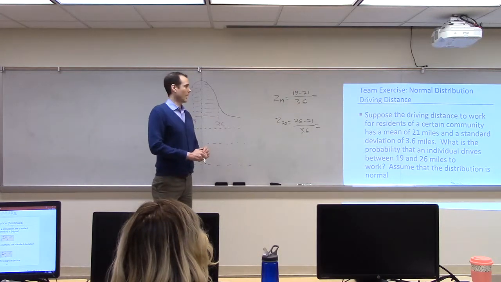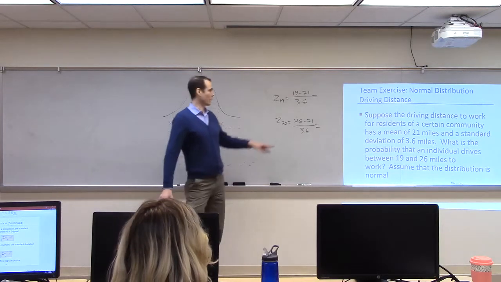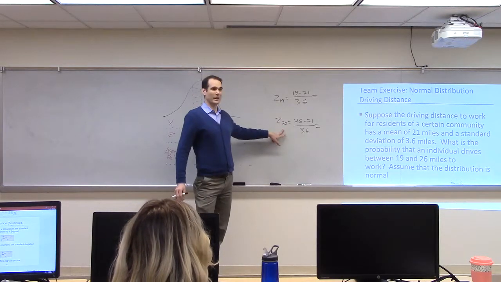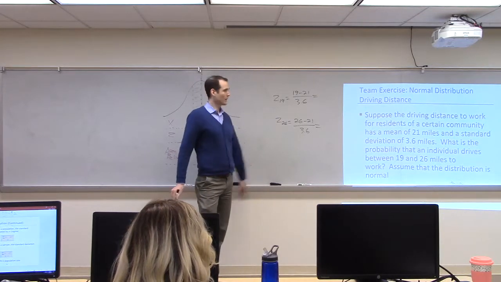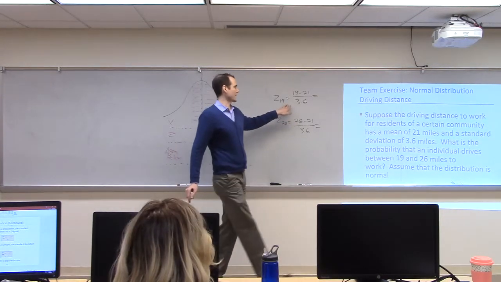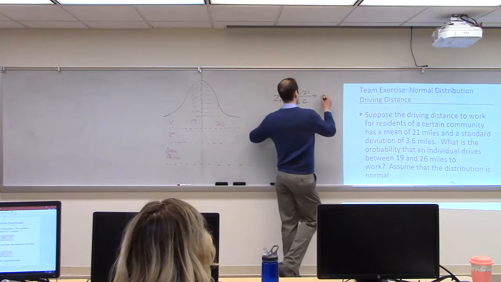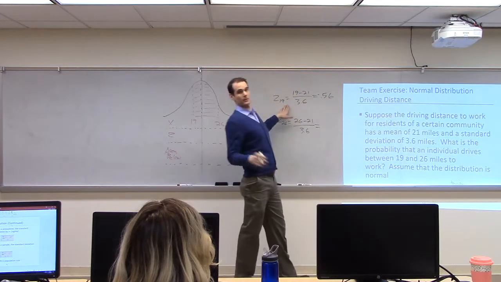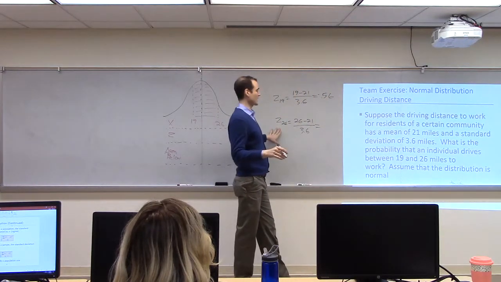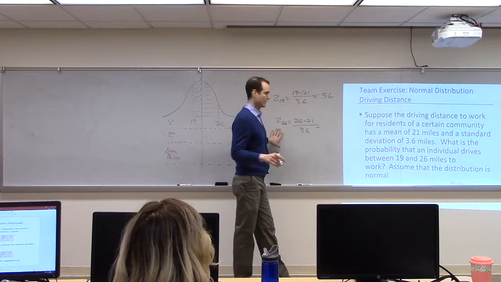Alright, so we need two z-scores. We need one for 19, we need one for 26, and we're going to calculate the area in between those two. What do we get as a z-score for 19? Negative 0.56. Nice. What do we get as z-score for 26? 1.39.